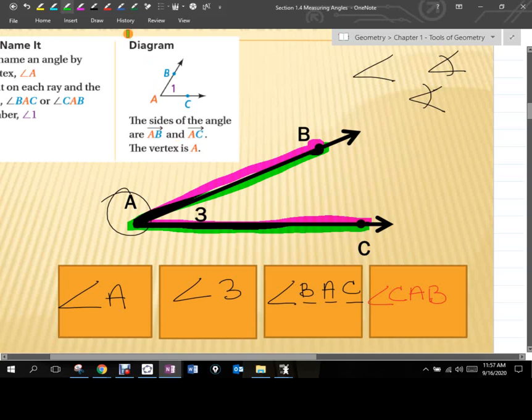Okay. Now, in addition to that, what if I put like point W on here, and I named it angle WAC?